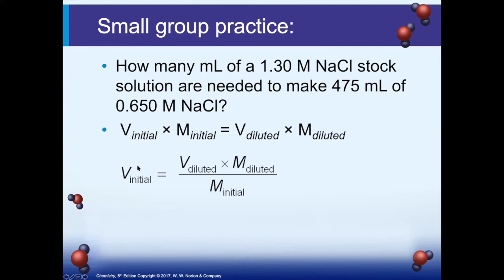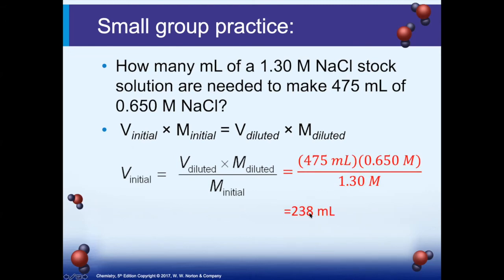So what we need to know is the initial volume of that stock solution. We know the molarity of the stock solution. I know what volume of diluted solution I want, and I know what concentration of diluted solution I want. So the unknown is the volume of that stock solution that I need to dilute. That's what you just rearrange and solve for. You plug in the numbers that you know to solve for the volume that you don't know, and in this case that would be 238 milliliters. So you just dilute 238 milliliters up to 475 mils, and you'll go from 1.3 molar to 0.65 molar.